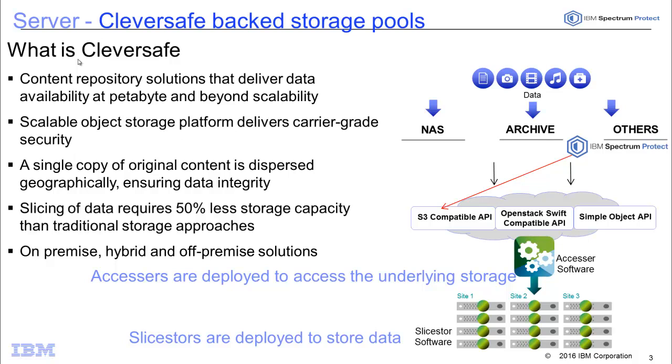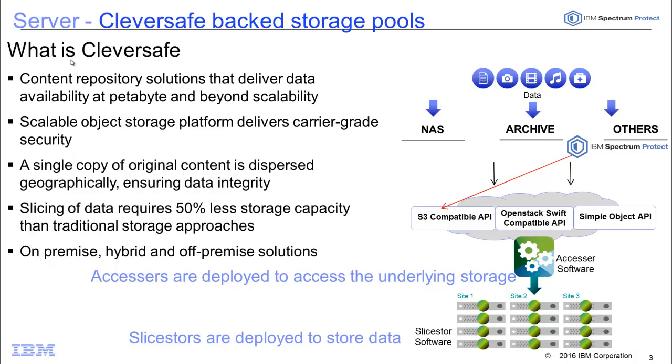Back in fourth quarter of 2015, IBM acquired a company called Cleversafe, and Cleversafe is a content repository solution that delivers data availability at the petabyte level. And we're talking about object storage here, both on-premise, hybrid, or off-premise solutions. Spectrum Protect in version 715 is able to utilize the Cleversafe as a container storage pool.